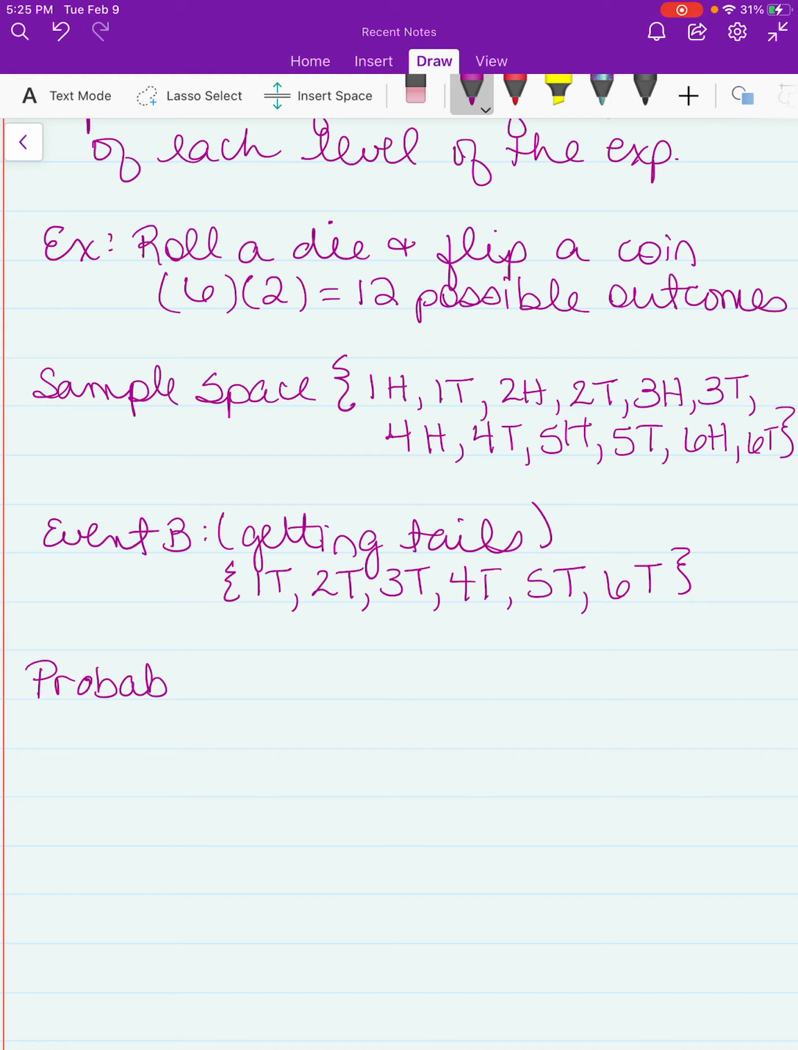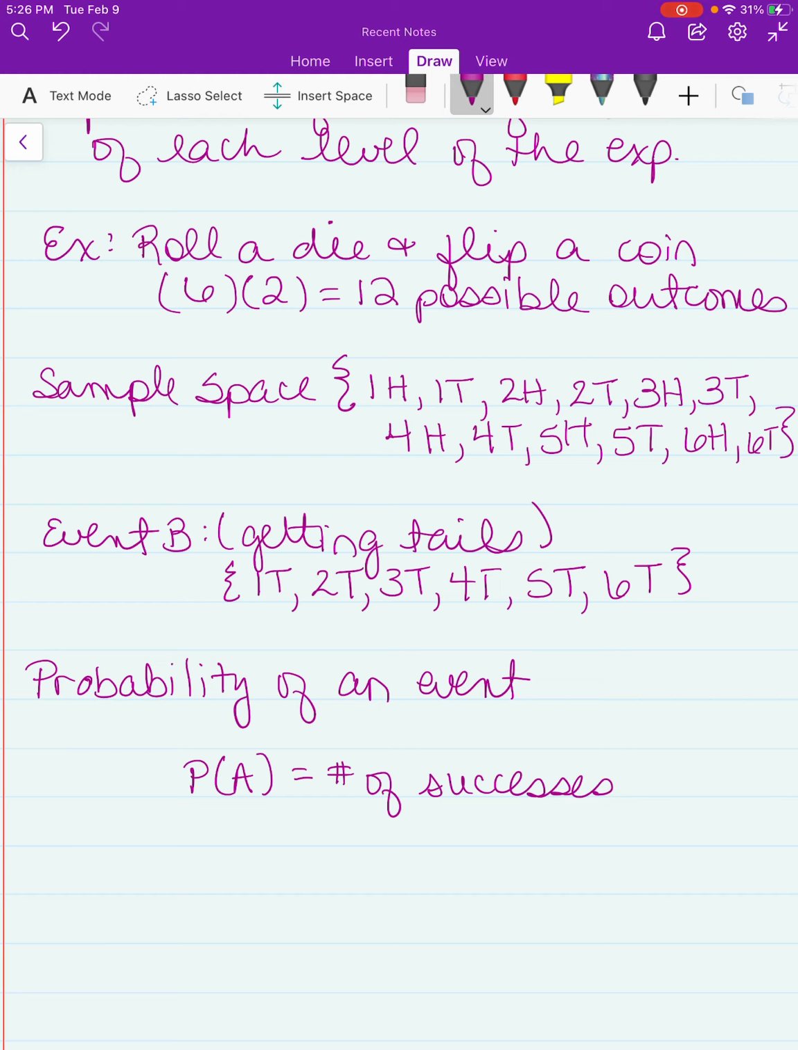Then, if I was asking you to find the probability of an event, then I would take the number of successes and divide it by the total number of outcomes.